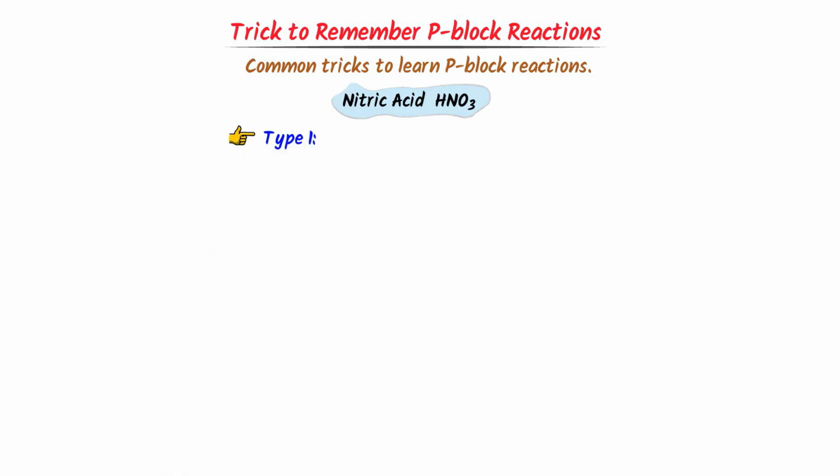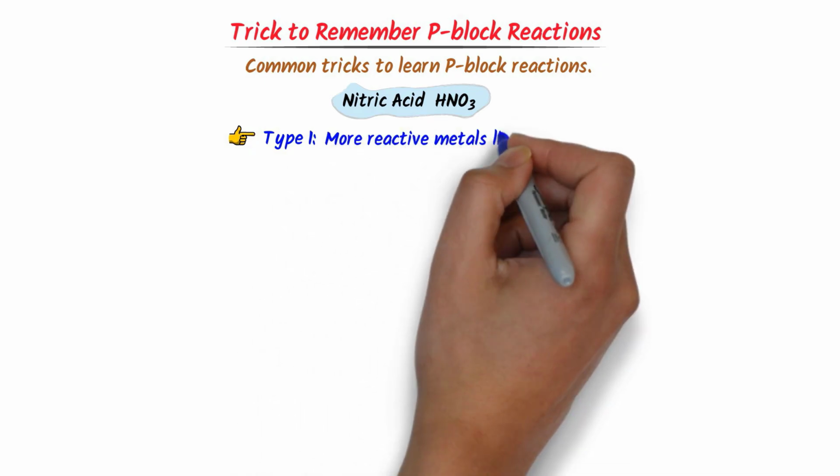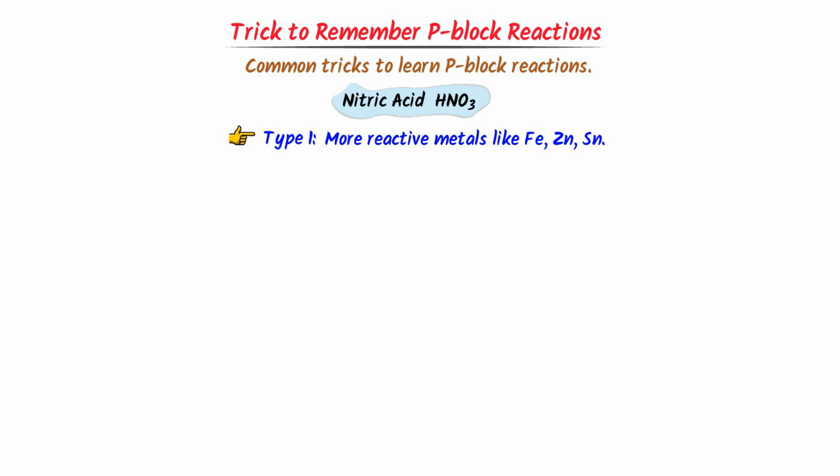The first type of nitric acid reaction is reactions with more reactive metals like iron, zinc, tin, etc. Here, there are three important rules to crack these reactions.